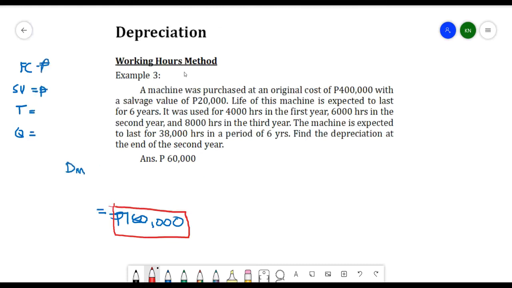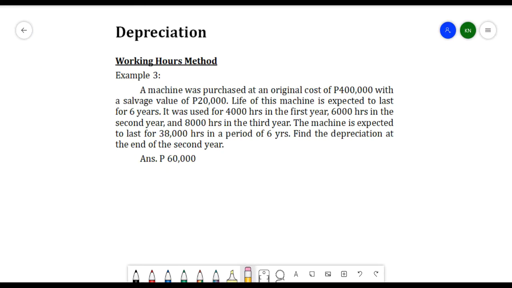Next example, we have a machine purchased at an original cost of 400,000 pesos with a salvage value of 20,000 pesos. Life of this machine is expected to last for 6 years. It was used for 4,000 hours in the first year, 6,000 hours in the second year, and 8,000 hours in the third year. The machine is expected to last 38,000 hours in a period of 6 years. Find the depreciation at the end of the second year. So from the second year, it has processed 6,000 hours.